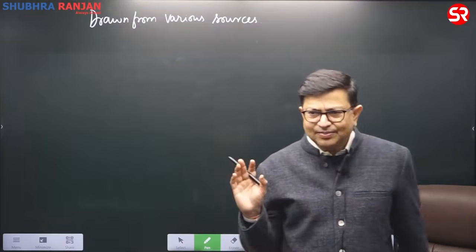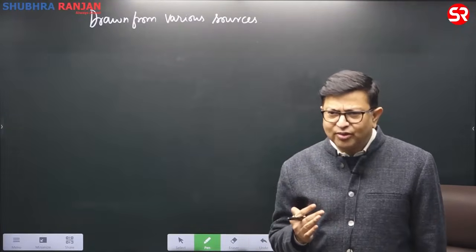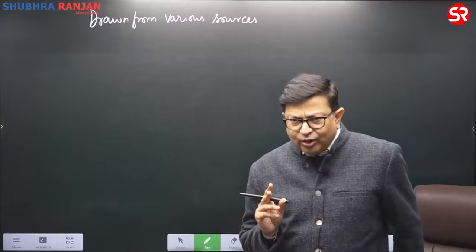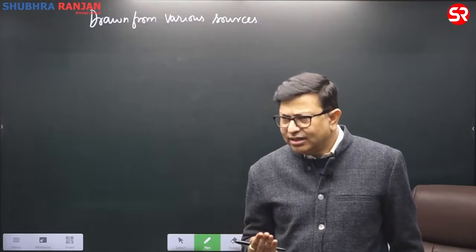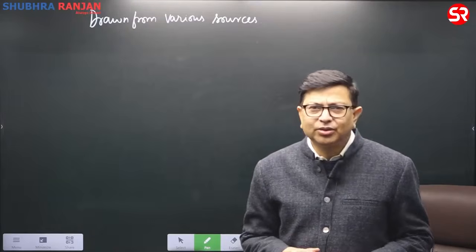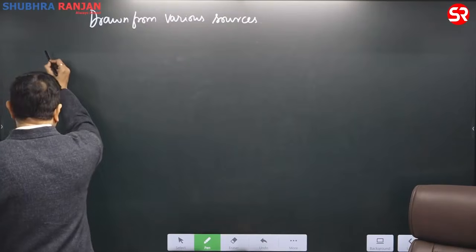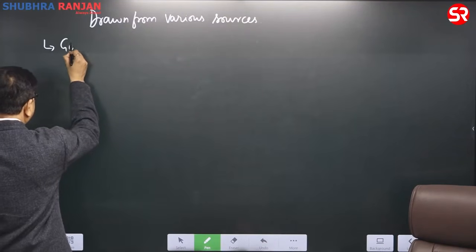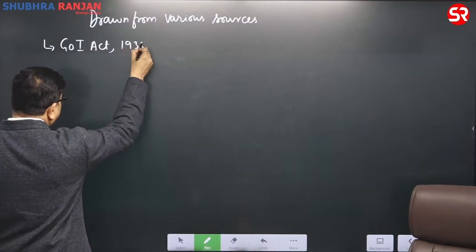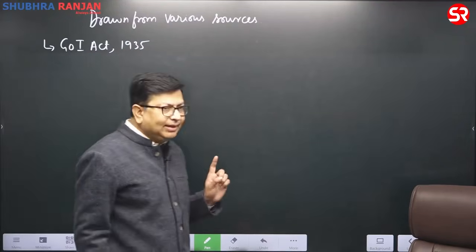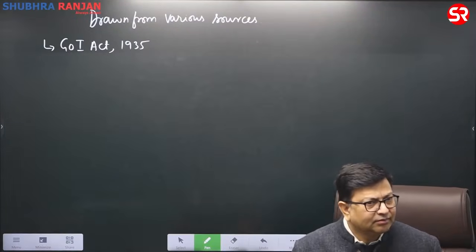I think this aspect you people may be knowing, that is, the Indian Constitution has been drawn from various sources, and from the examination point of view you need to know some important sources. I will just check with you how far you know. The major source is the Government of India Act 1935. Can you tell me what are the important aspects that we have taken from the Government of India Act 1935?